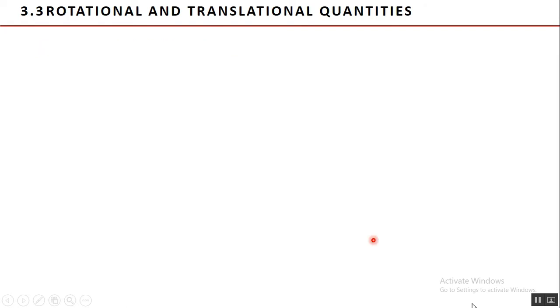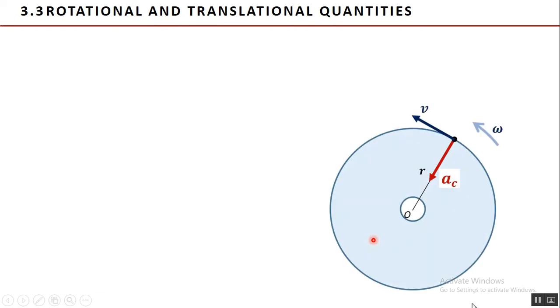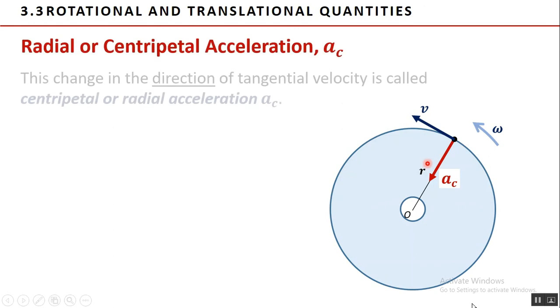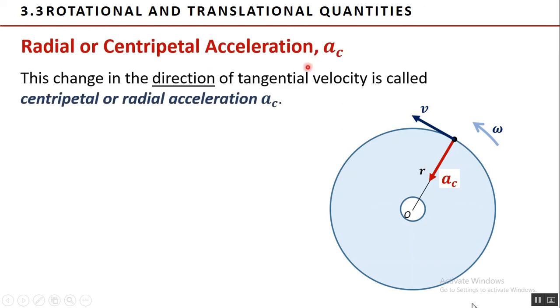The tangential acceleration of a rotating body only describes the change in magnitude of the tangential speed, not its direction. We knew, from Unit 1, that in order to compel a particle from straight-line motion into circular or rotational motion, the direction of the speed of the body must change. This change in the direction of tangential velocity is called centripetal or radial acceleration, denoted by a sub c.